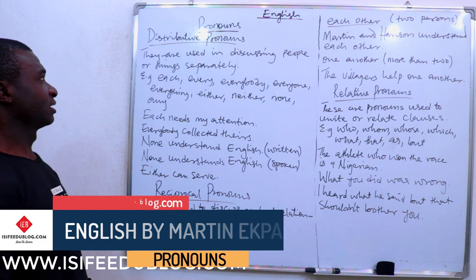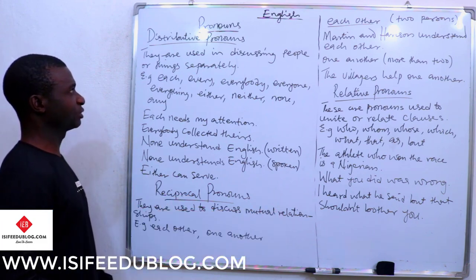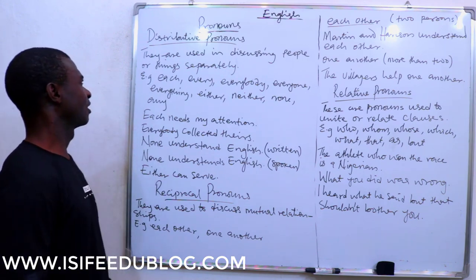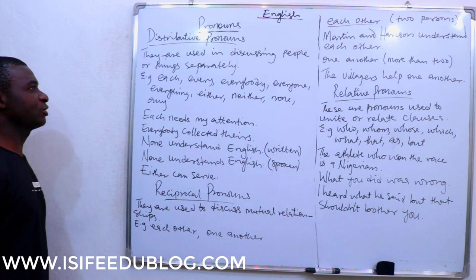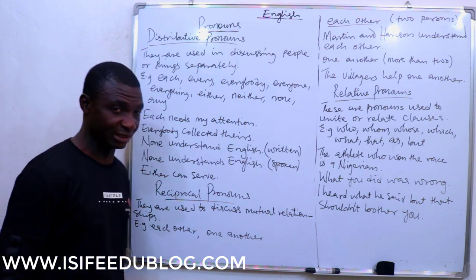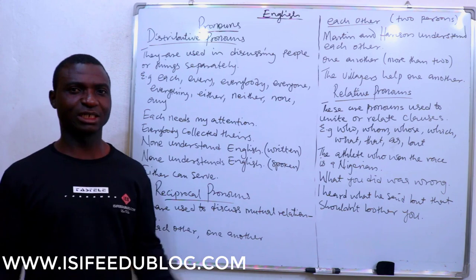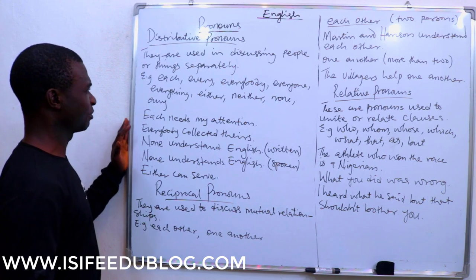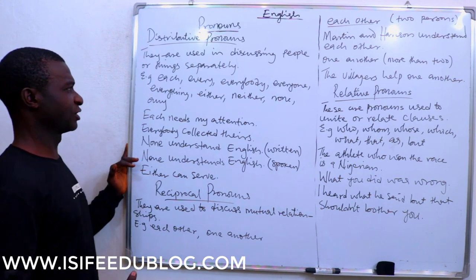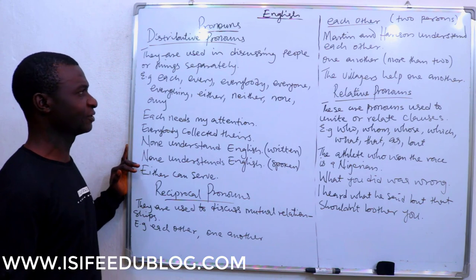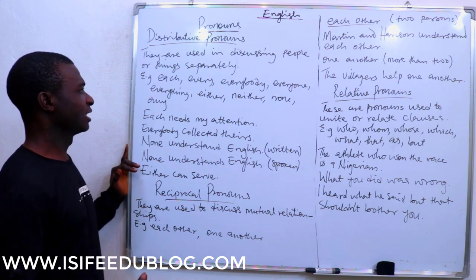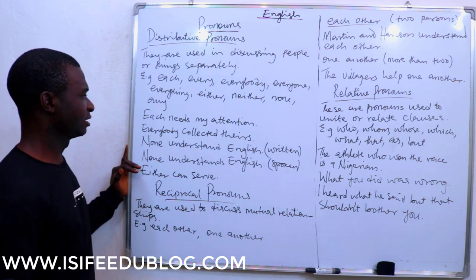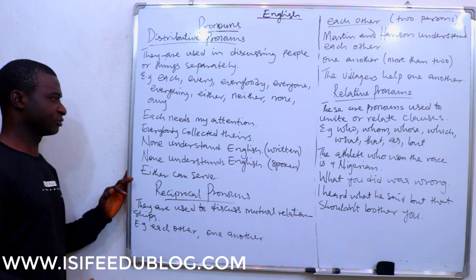Today we're looking at first, distributive pronouns. So what are they? They are used in discussing people or things separately, not as groups, but as separate individuals. Examples include each, every. Every will go with everyone or everything. Everybody, everyone, everything, either, neither, none, any are all distributive pronouns.